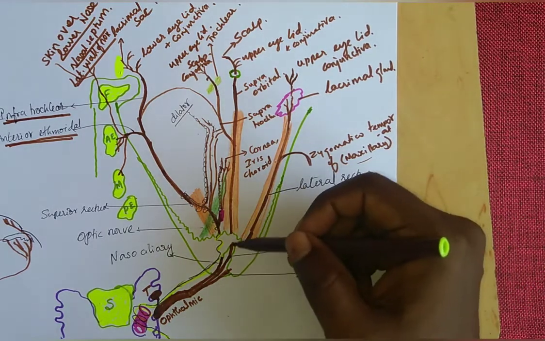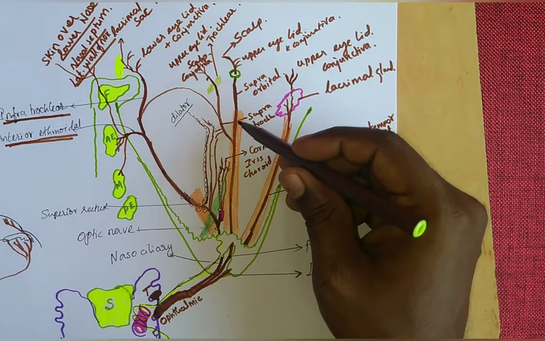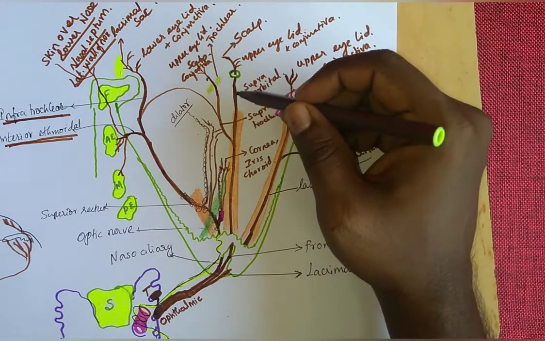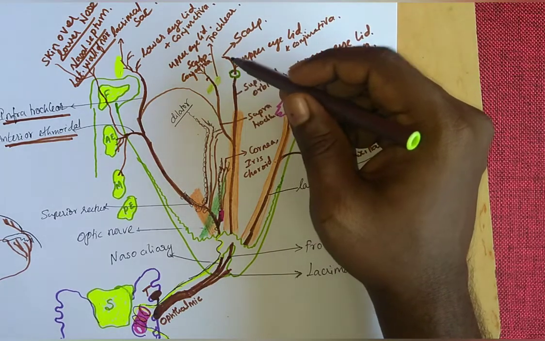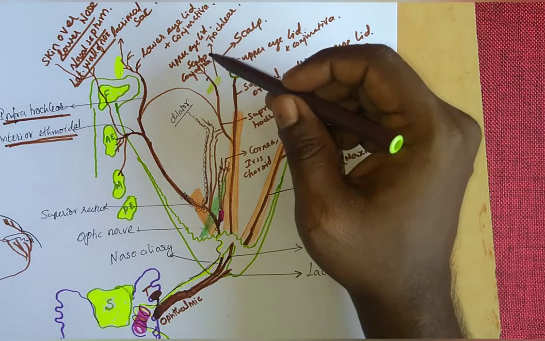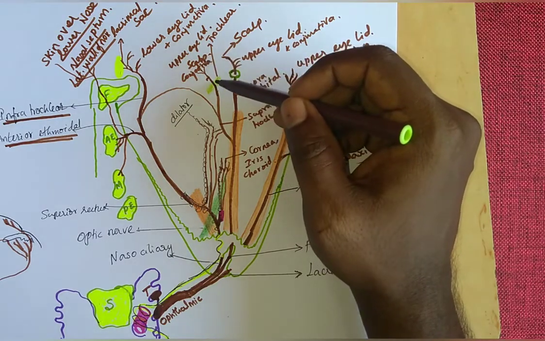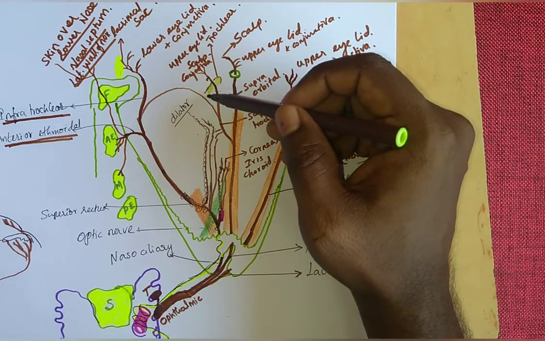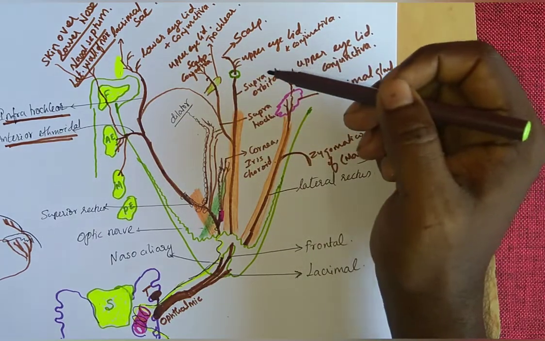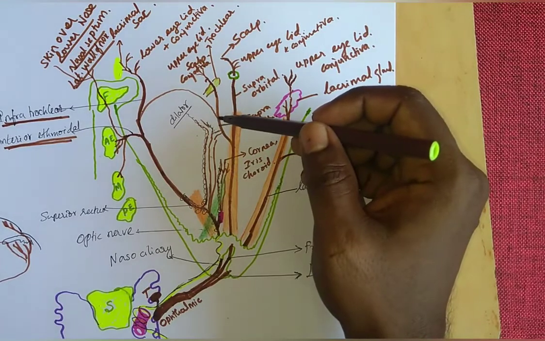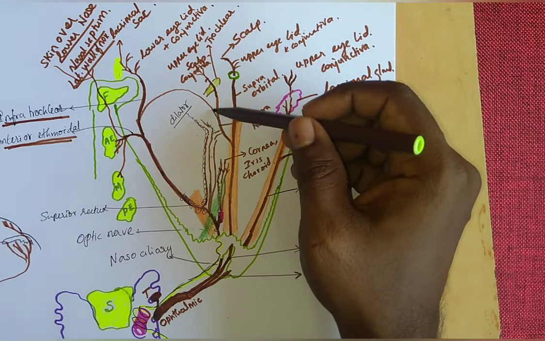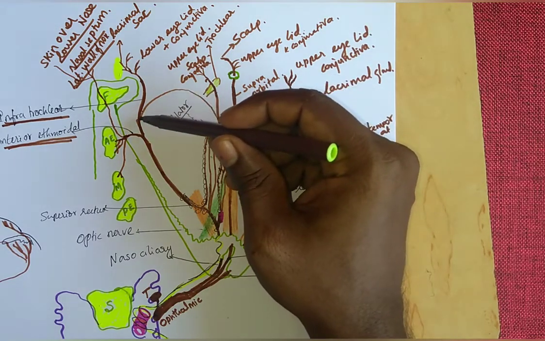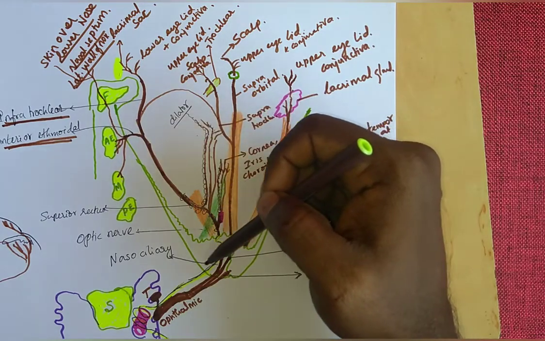The next is the frontal nerve. Frontal nerve is found superior to the levator palpebrae superioris. Then it divides into terminal branches, the supraorbital and supratrochlear. Supraorbital and the supratrochlear will be supplying the scalp and conjunctiva of the upper eyelid, and the supratrochlear will be found superior to the trochlea, which guides the superior oblique muscle. The supratrochlear nerve will also be communicating with the infratrochlear nerve, which is actually a branch of the nasociliary nerve.